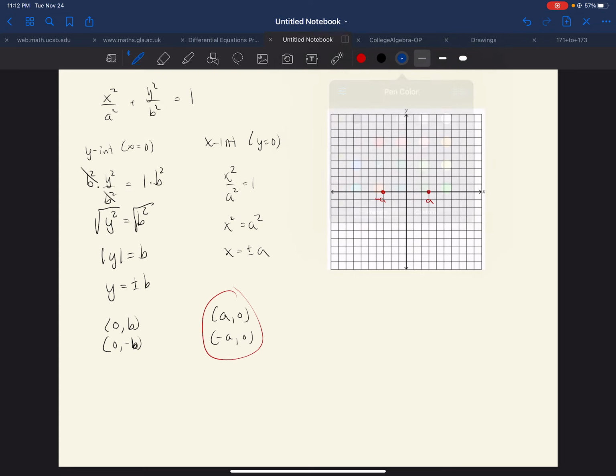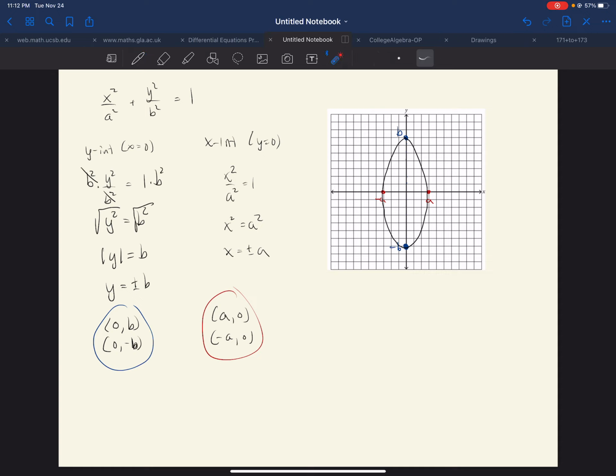Now, if I want to graph these, let's say b is bigger than a this time. So let's go up here, and there's 0 comma b, and that's 1, 2, 3, 4, 5, 6, 7. Then this would be the negative b down here. And if I put those points in and connected them up, I would wind up with an ellipse that looked like that.